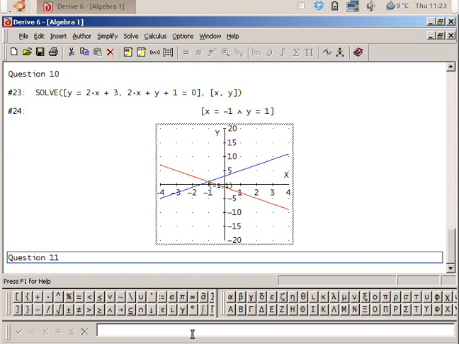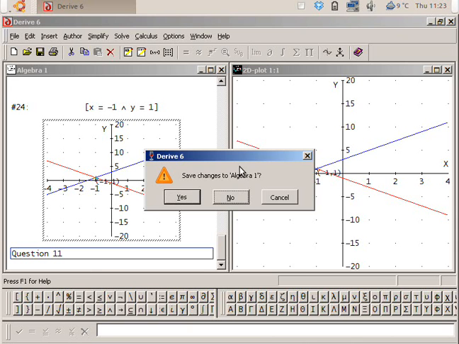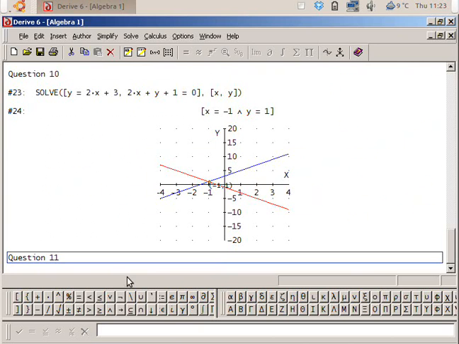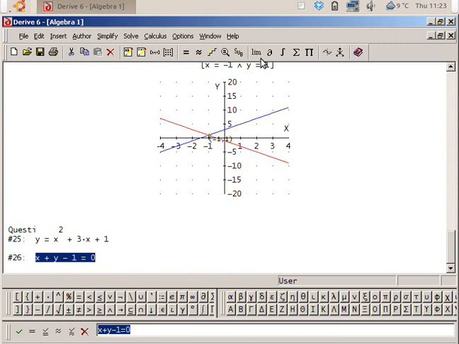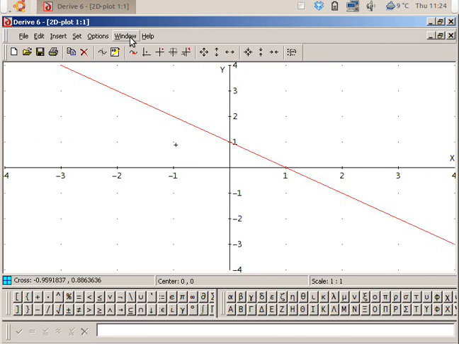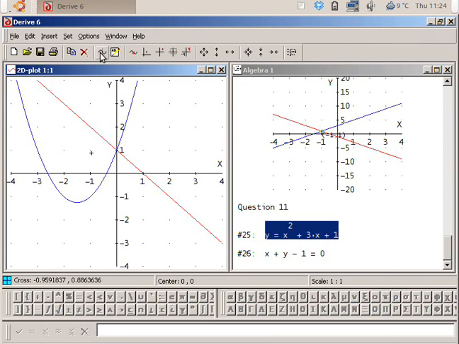11 here, another plot actually. So what I'm going to do is delete the other window I had open here. Start over. Okay. 11, I have y equals x squared plus 3x plus 1 and x plus y minus 1 equals 0. And let's draw the line first. So plot and plot. And then let's add the quadratic. Plot and plot. That's good.